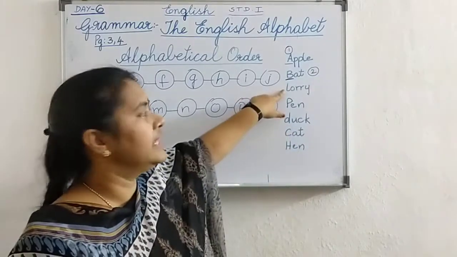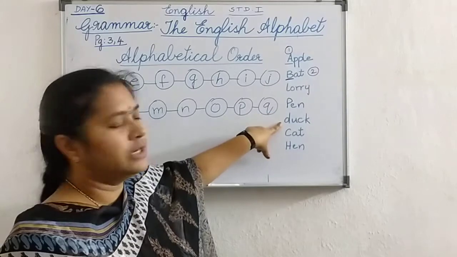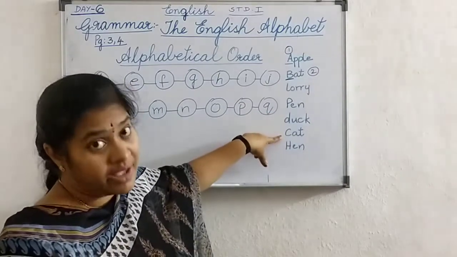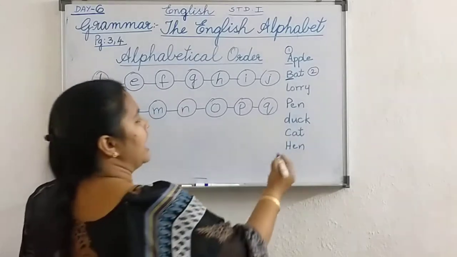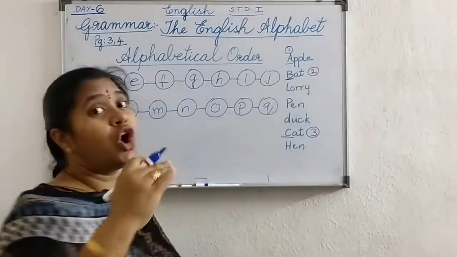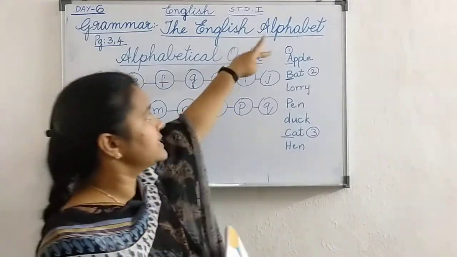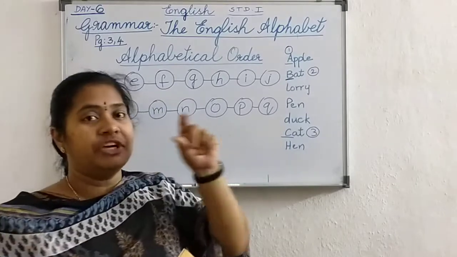Where is the C? Here, is letter C there? No. Here? No. Here? Yes. C-A-T, cat. So I am giving this spelling number 3, because we are following the order of alphabets. First A, B, C. Yes. First letter we are checking.